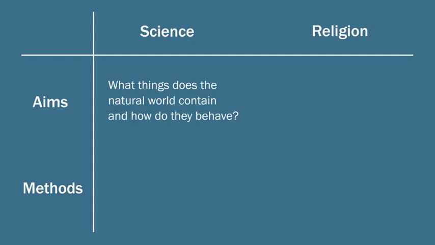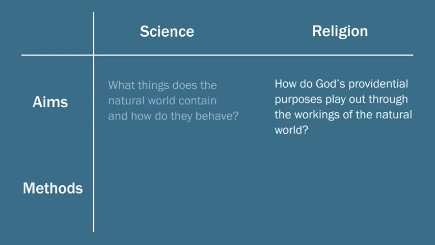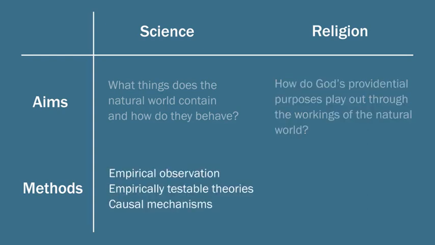Science tells us about things like atoms and atomic theory, whereas the task of religion is to explain how God's providential purposes play out through the workings of the natural world. So in this view, science employs empirical observation and empirically testable theories to explain what there is, and the causal mechanisms that explain why those things act the way they do.